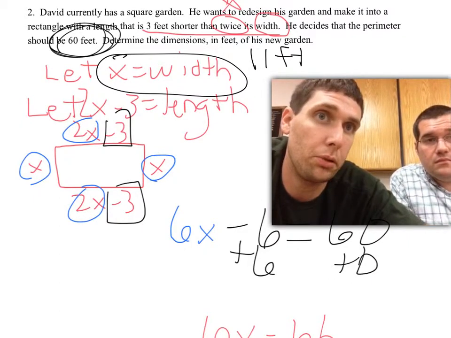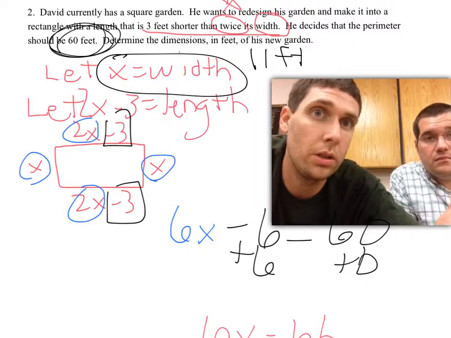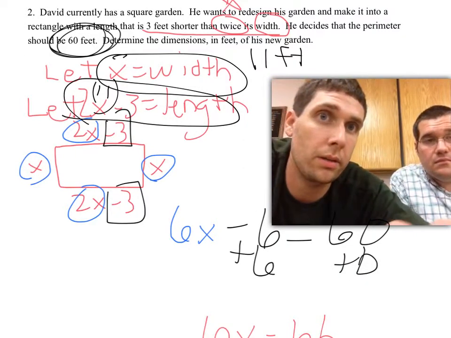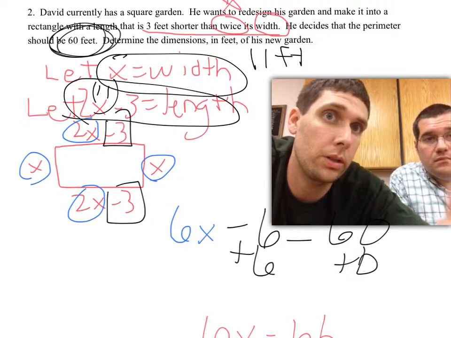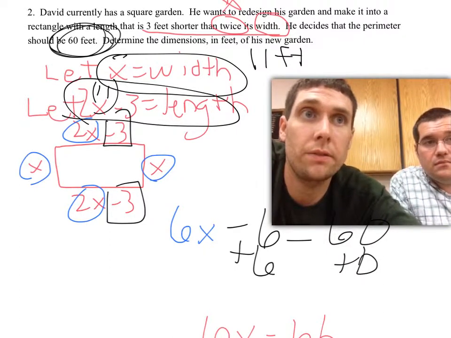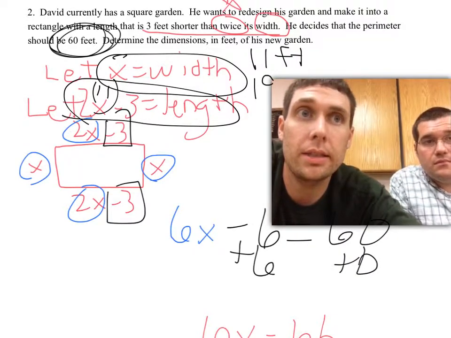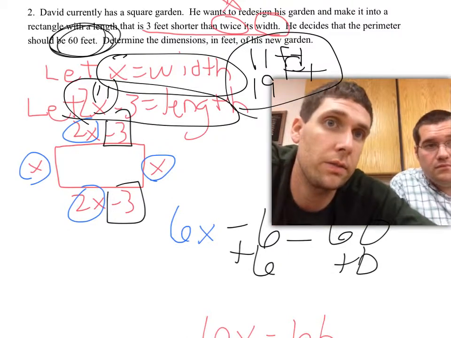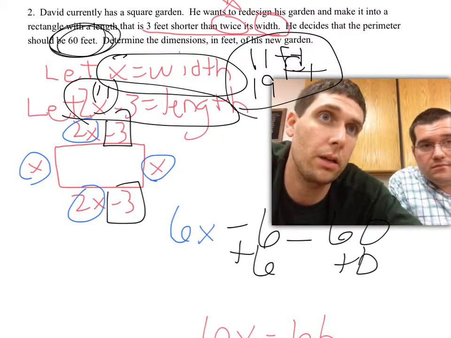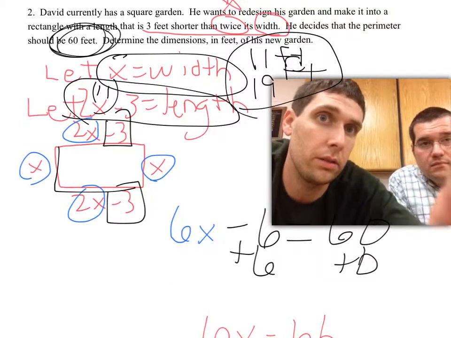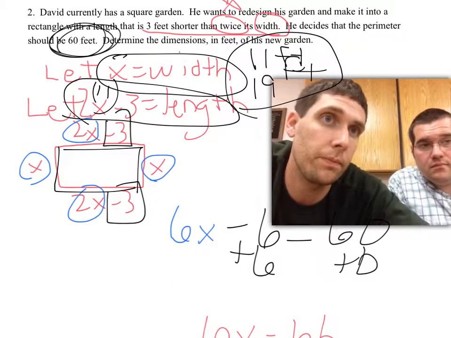Take that 11, plug it in here, so it would be 2 times 11 into my length of that statement here. 2 times 11 is 22. 22 minus 3 will be 19. So this is 11 feet by my length is 19 feet. 11 foot by 19 foot rectangle. Make sure that adds up. 11 and 19 would be 30. That would be just 2 sides of this rectangle. 30 and 30 would give me 60. So 11 by 19 works.